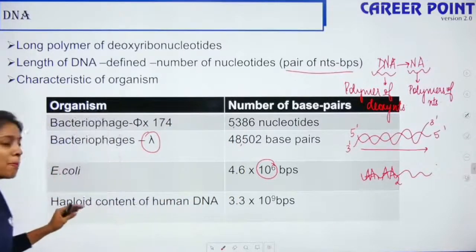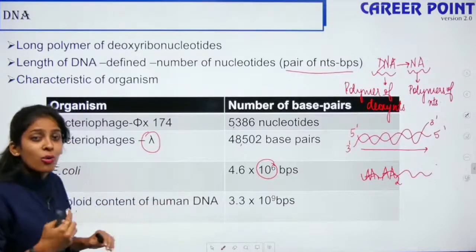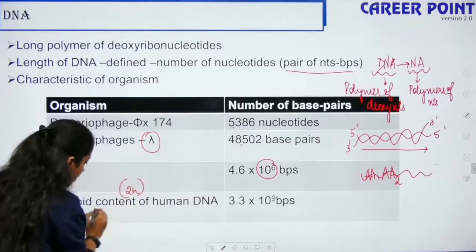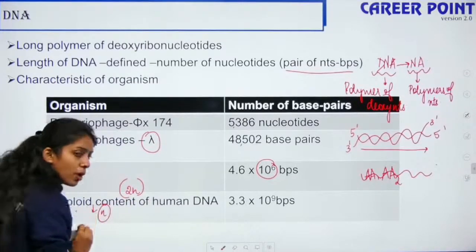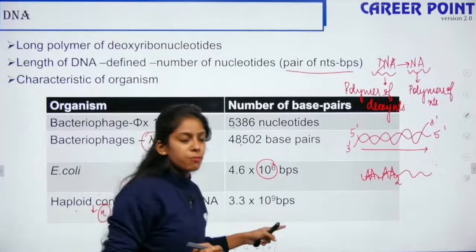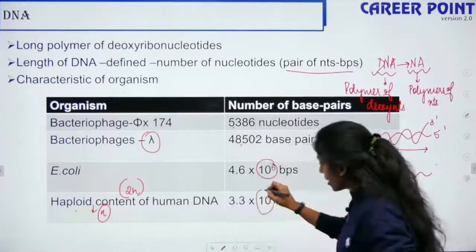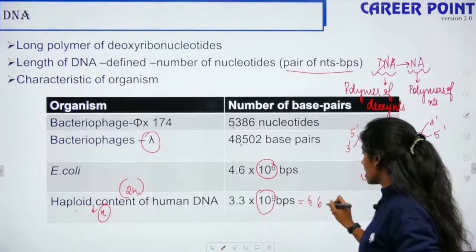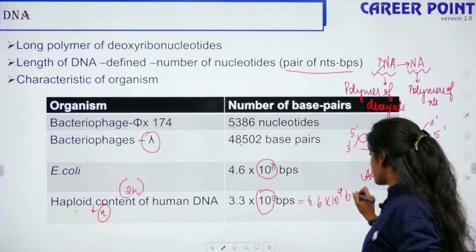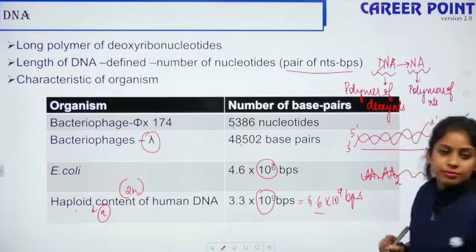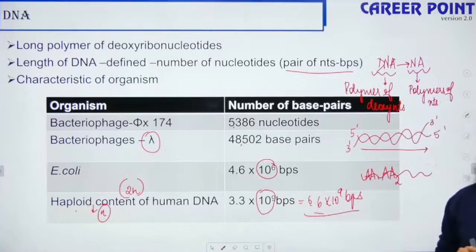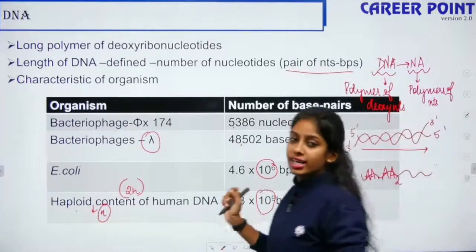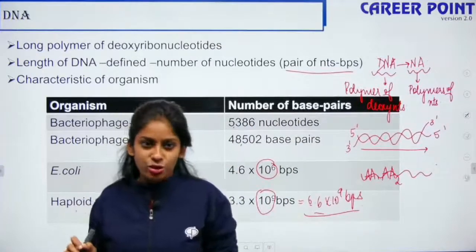Now the haploid content of human DNA. We are diploid beings, right? So we are 2n actually, but here they are only talking about the haploid content. Haploid content is 3.3 into 10 to the power 9 base pairs. So the diploid content is 6.6 into 10 to the power 9 base pairs. Okay, yes. So this is very, very important. Please remember, they might ask you in find the incorrect statement, find the correct statement, etc.